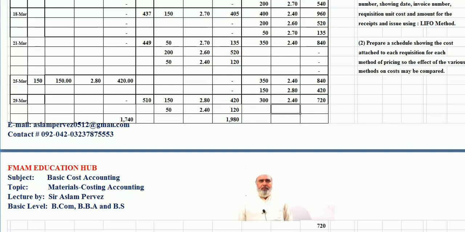Students, we have solved our problem with the help of the LIFO method, and I hope you are clear about this method thoroughly. This is the LIFO method.